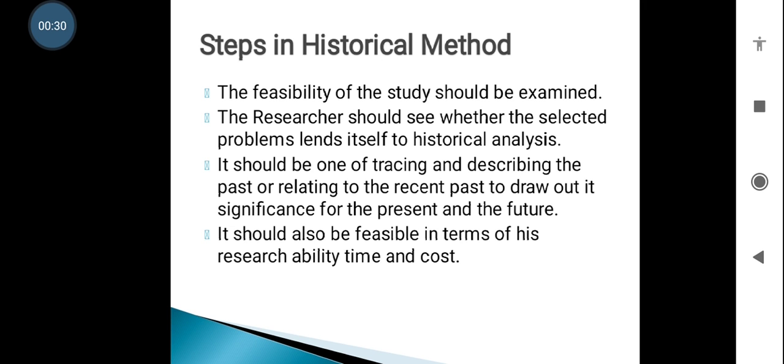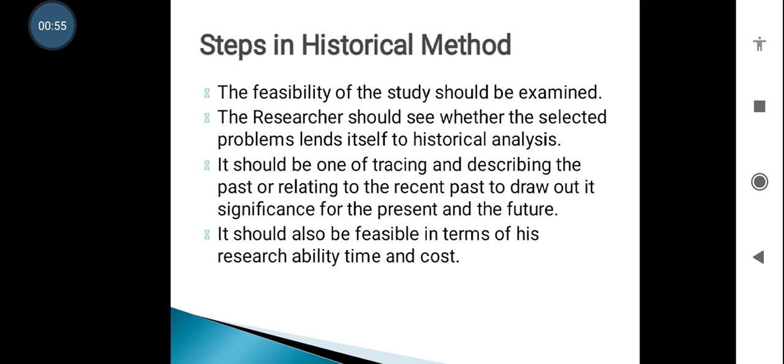So the researcher should analyze whether the selected problem lends itself to historical analysis. The particular problem chosen should be amenable to historical analysis. It should be one of tracing and describing the past, or relating to the recent past, to draw out its significance for the present and the future.